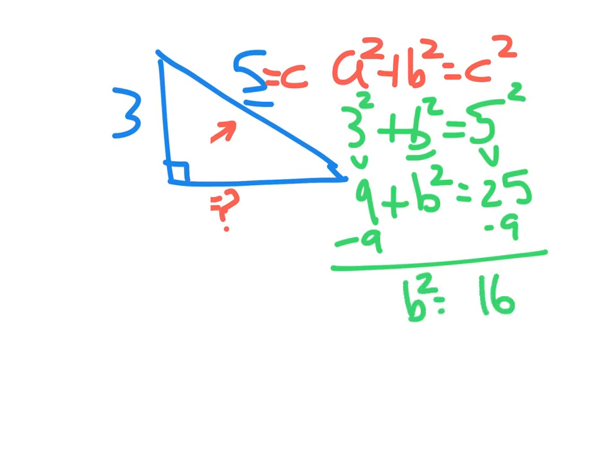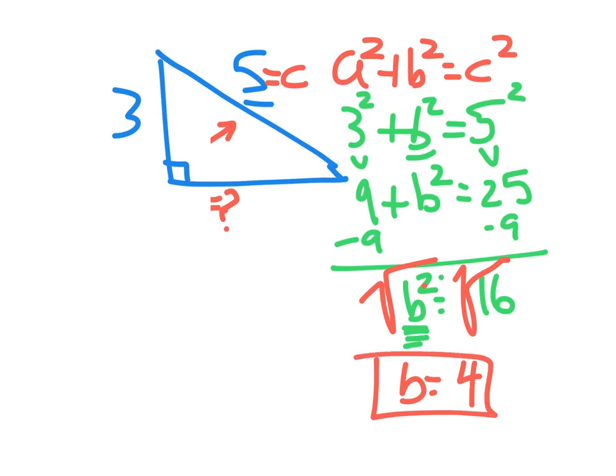Remember, I am not done solving yet, because that's some number to the second power that is 16. So you can sit and think, oh, what number to the second power is 16? Or you can do the inverse operation of an exponent, which is square rooting. So what's the square root of 16? It's 4. So my missing leg is 4.